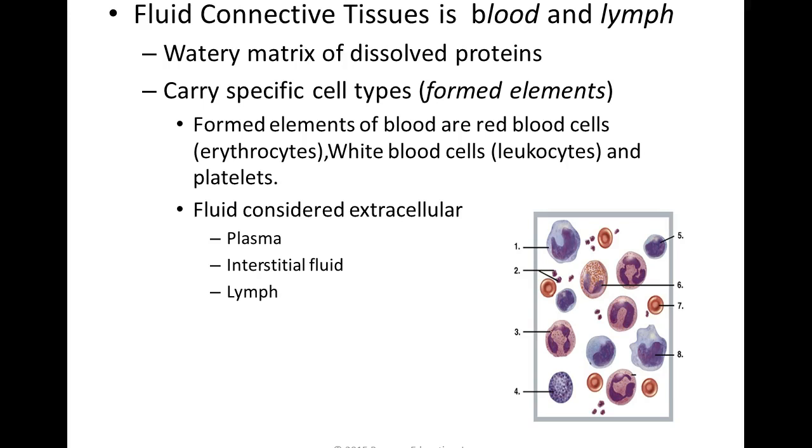Fluid connective tissue, this is another type. We think of blood and lymph, and I've already talked about this a little bit. You have the plasma, which is the watery matrix, and embedded in that plasma you have very few fibers, but you do have specialized cells: red blood cells, white blood cells, and platelets. The fluid is considered extracellular, so outside of these formed elements or cells, and that's plasma, interstitial fluid, and then lymph fluid. Lymph fluid has its own system, the lymphatic system, but it eventually dumps into the cardiovascular system.